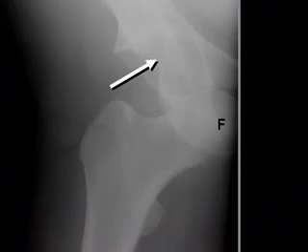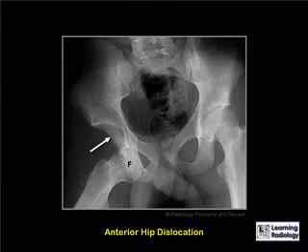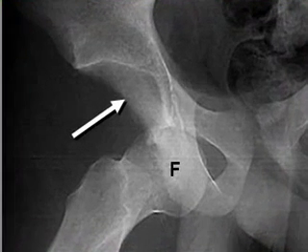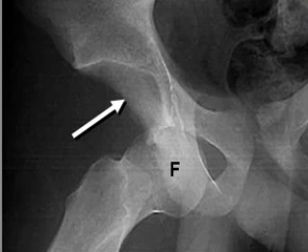You can see that the acetabulum, marked by the white arrow, is empty, and the femoral head, marked by the F, lies inferior and medial to the normal acetabulum. Here is another example of an anterior hip dislocation. Again, you can see that the acetabulum, marked by the white arrow, is empty, and the femoral head lies inferior and slightly medial to the acetabulum, almost overlying the obturator foramen.